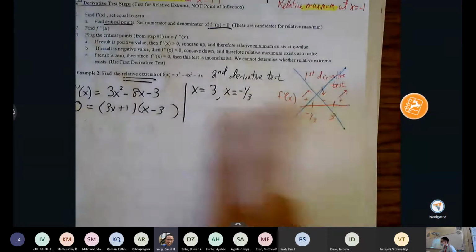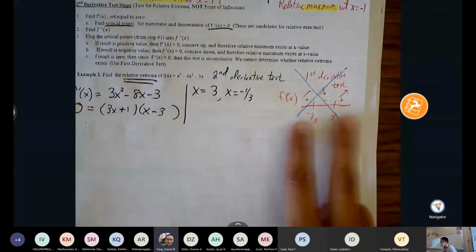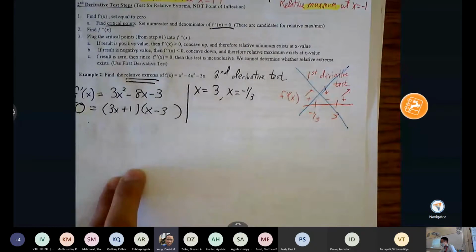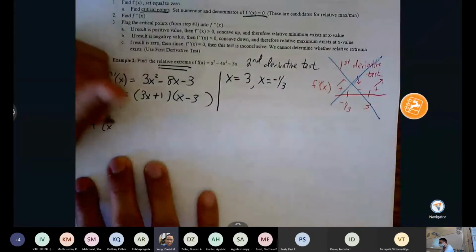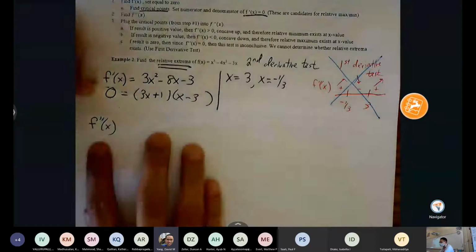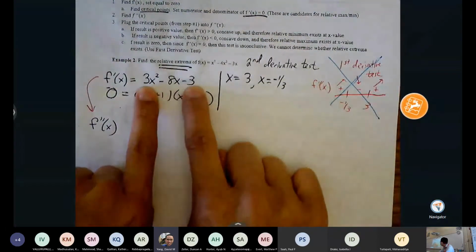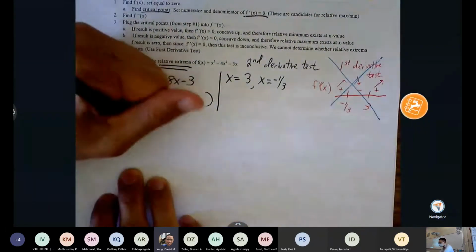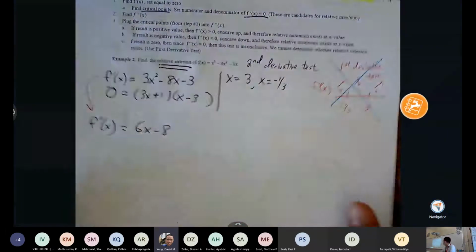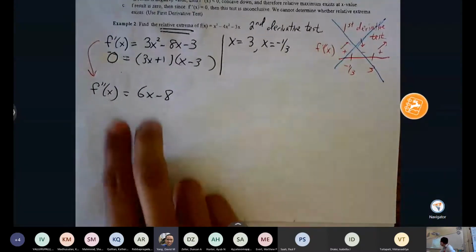Instead, we're going to test these critical points using the second derivative function. Rather than a sign line, looking at the signs between these critical points, we're going to plug them into the second derivative function. So that means we have to find f double prime first. What will that be? Good, 6x minus 8.